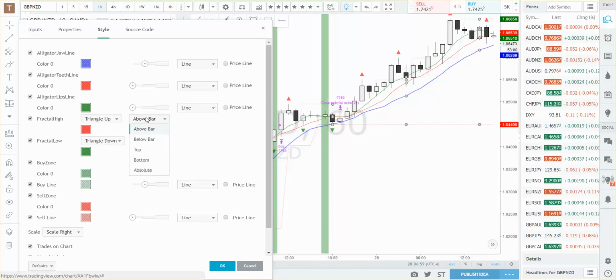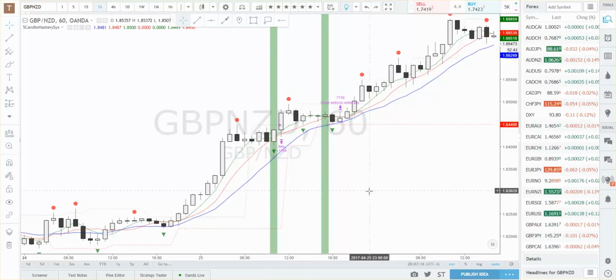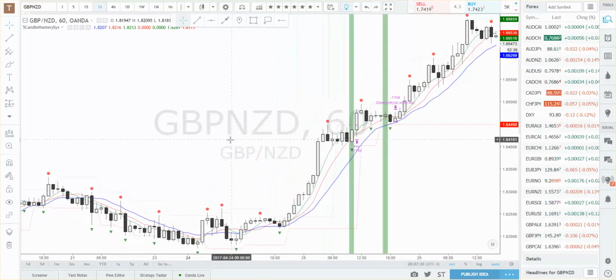You can change the fractal, it can be above or below bar. You can change the way the fractal looks. So this is all standard Tradingview properties. So this is a good example of a buy trade.